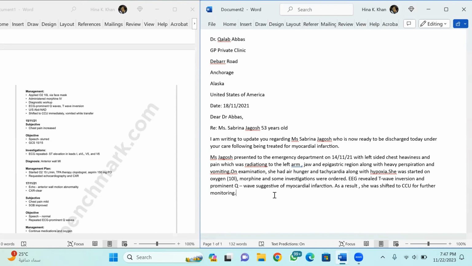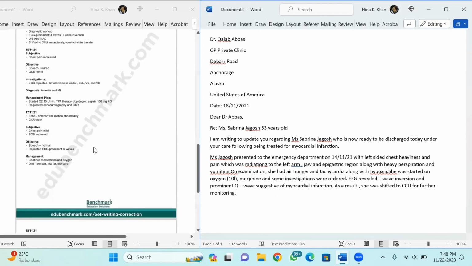But what I think is it will take a lot of words. Via a face mask, you can write that also if you want to use the face mask: oxygen was administered at the rate of 10 liter per hour via a face mask, comma, IV morphine was also administered, and the ECG revealed prominent Q waves and T wave inversion. Therefore she was shifted to ICU, CCU, or ICU, whatever is there. But I think writing it like this is compact and small.